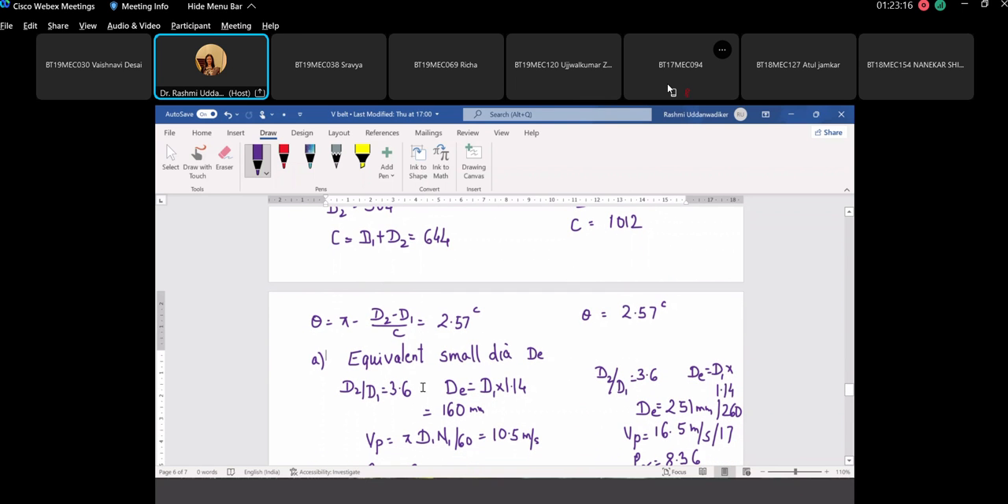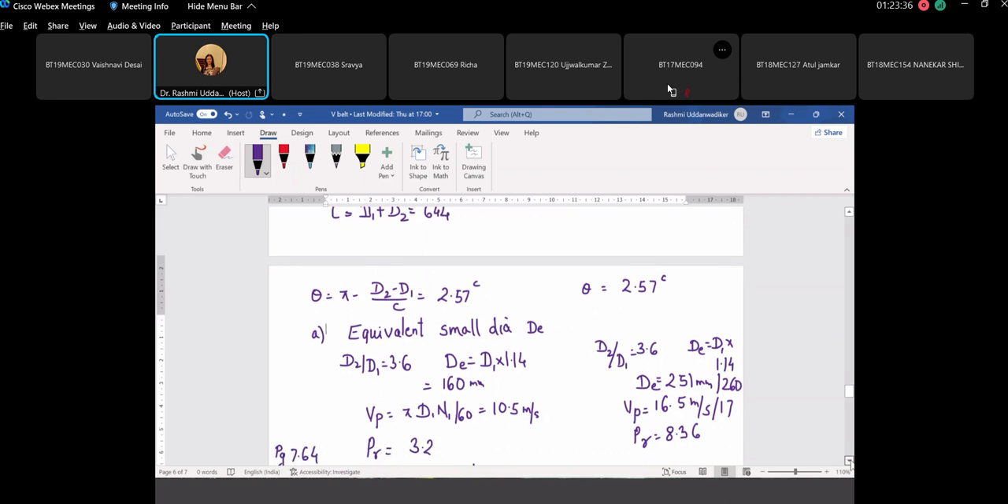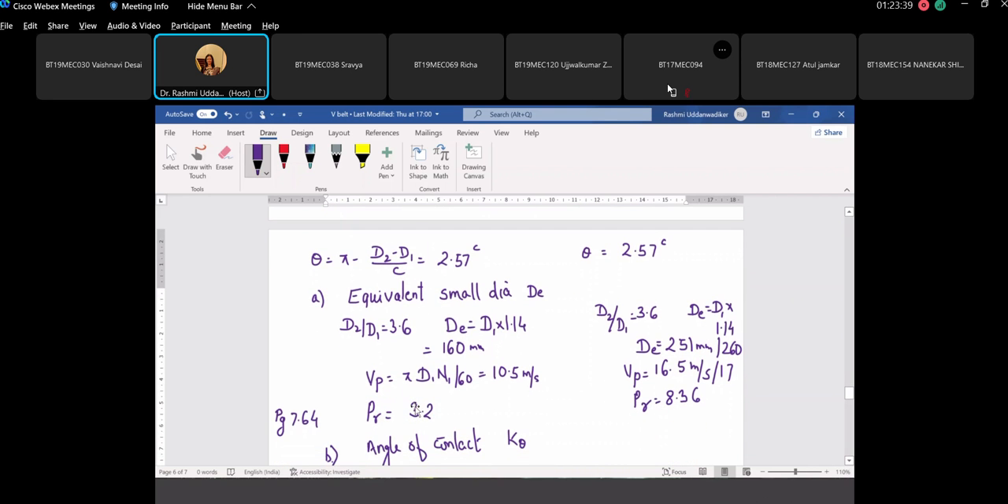From the ratio of diameters, we find the diameter correction factor, and we have increased the smaller diameter from 120 to 160, and here from 225 to 251. For this equivalent small diameter and the peripheral velocity, we got the rated power from the table as 3.2 kilowatt for B and 8.3 kilowatt for C cross section.